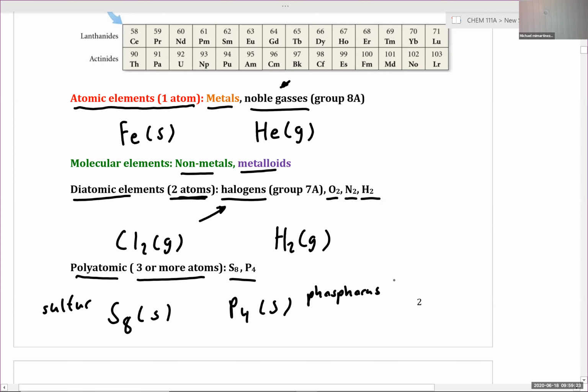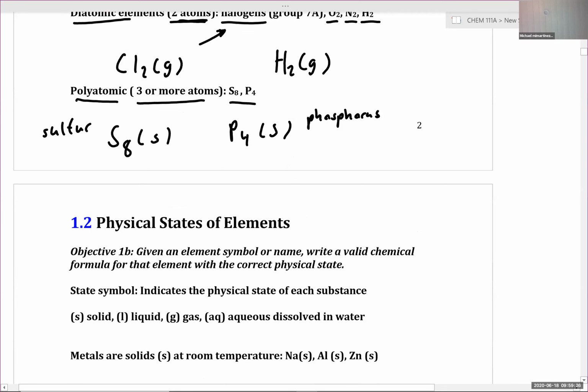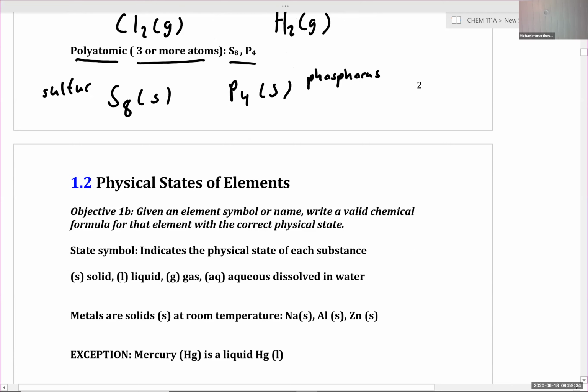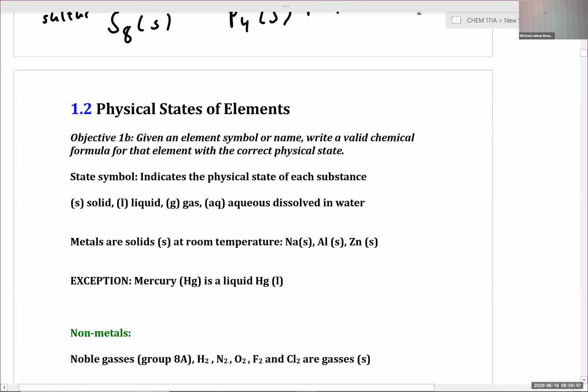If not, let's continue our discussion and let's talk a little bit about the physical states of elements. So, the state symbol indicates the physical state of each substance. So S for solid, L for liquid, G for gas, and AQ for aqueous. So aqueous essentially just means it's dissolved in water. Now, in order to have a complete formula that really gives you the full context, it's important to be able to write the state symbol whenever possible.